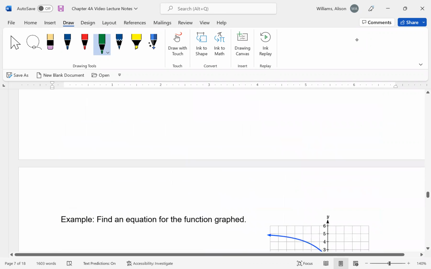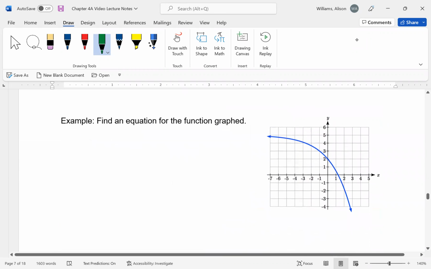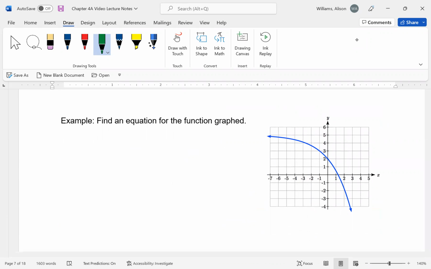Okay, so let's go ahead and find an equation for the graph shown. Okay, let's start by figuring out some basic information that's easy to identify. So first thing I'm noticing, this looks like that's where the horizontal asymptote is. So our horizontal asymptote, y equals 5.